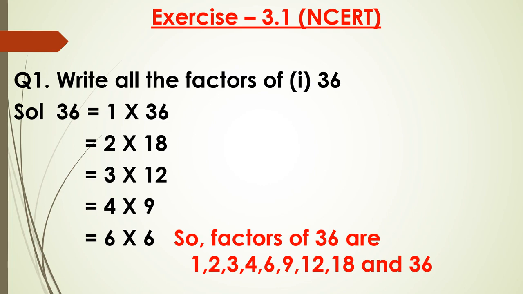Now there is no need to repeat any other number. When 6 and 6 are both the same, or both are consecutive numbers, then we will stop there. So these are all the factors. Now see how we will write it down. Factors of 36 are, start from the smallest natural number 1 and write in ascending order: 1, 2, 3, 4, 6, 9, 12, 18, 36. These are all the factors of 36.